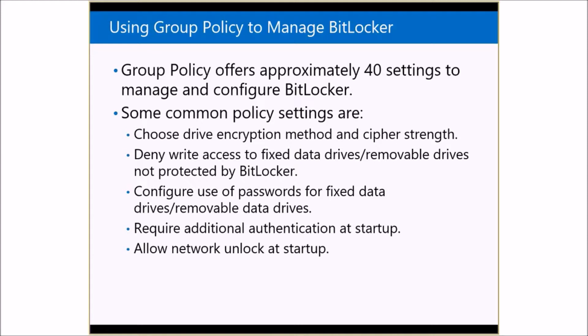Some of these common settings are: choose the drive encryption method and cipher strength. Basically, how strong is your encryption? Like we said, 128-bit to 256-bit. Another is deny write access to fixed data volumes and removable drives not protected by BitLocker. Basically, if we insert a USB stick that doesn't have BitLocker, what this setting will do is give us only a read-only copy from that drive.